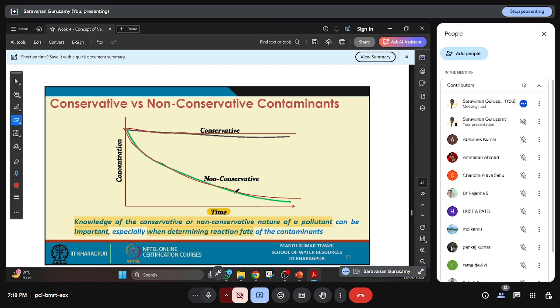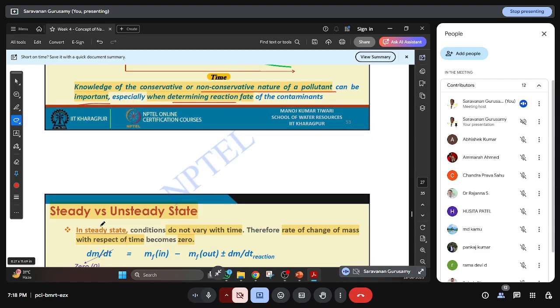These are all about the reactors. Knowledge of conservative and non-conservative pollutants is very important because that will decide the reaction rate. Whether the dM by dt reaction term should be 0 or not is based on the conservative or non-conservative pollutant. So the question will be asked by mixing all these conditions. Completely mixed conservative, what will happen? Plug flow non-conservative, what will happen? So this type of question will be asked. Okay. So please understand the concept.